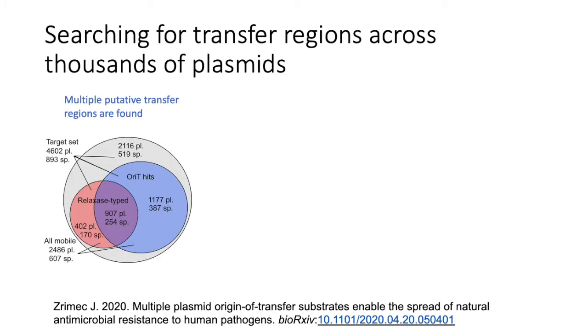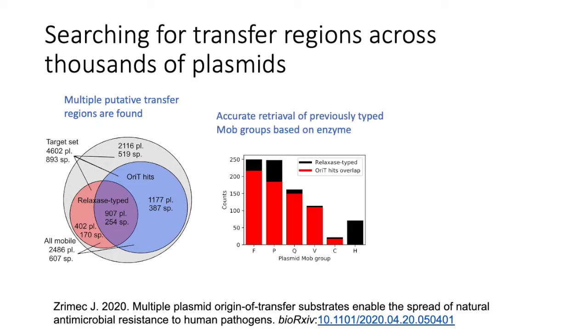So the results I'm presenting here are actually from a related paper currently available on bioRxiv, where the new algorithm is used to type the transfer regions across thousands of plasmids. We recovered a large amount of the transfer regions which are expected according to relaxase enzyme typing, but also we find that twofold more plasmids actually carry these regions, which points to a twofold increase in putative plasmid mobility. And the algorithm is quite accurate at retrieving the mob groups according to the relaxase enzyme typing.